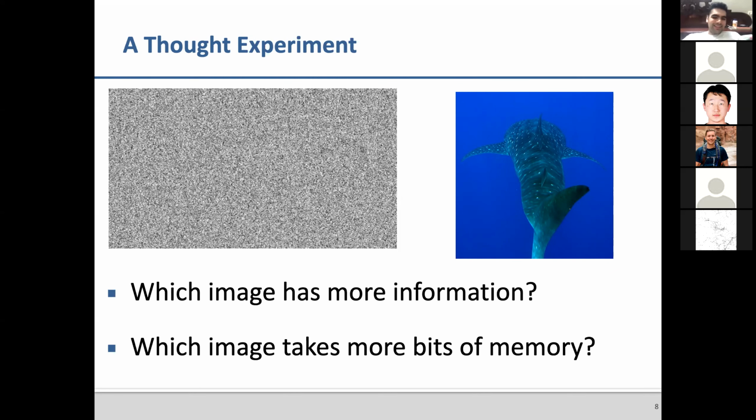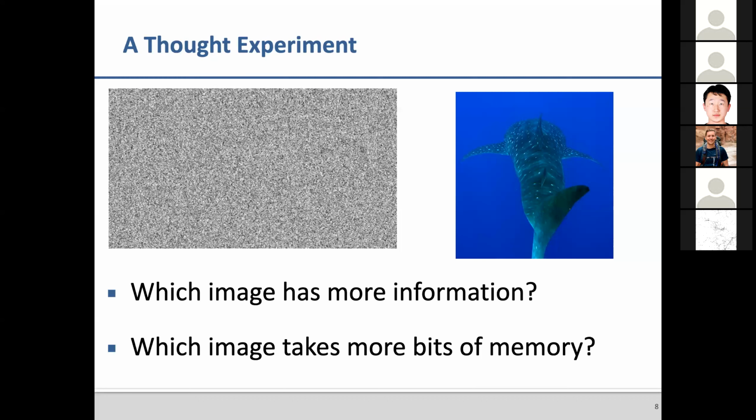What do you think? Which image has more information and which image takes more bits of memory? I feel like the left one will have more information, but the right one will take more bits of memory. I'm pretty sure I'm wrong though. Okay, let's see some other guesses. Maybe Nadia. I'm not sure, but maybe the one on the left, because it also looks like there are more pixels in it. So that might have more information and also take more memory, but I don't know.